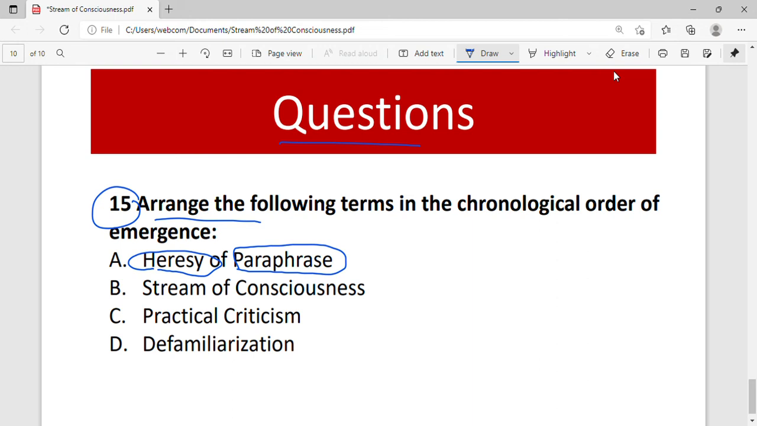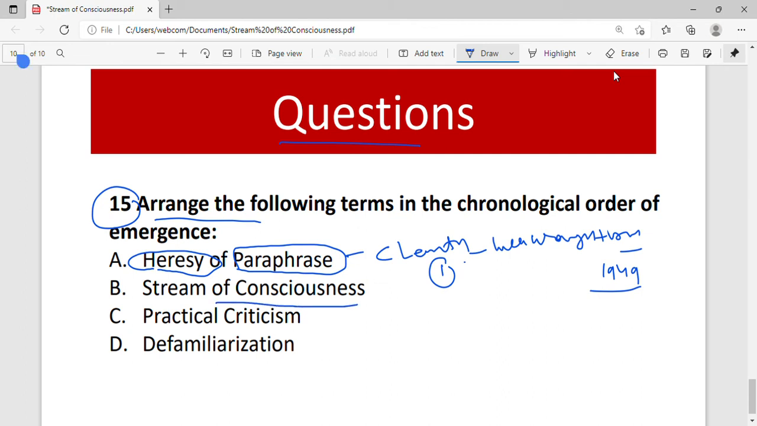Heresy of paraphrase was used by Cleanth Brooks in his work The Well-Wrought Urn in 1949. So obviously this one did not come first. Stream of consciousness by William James in 1890, we know.